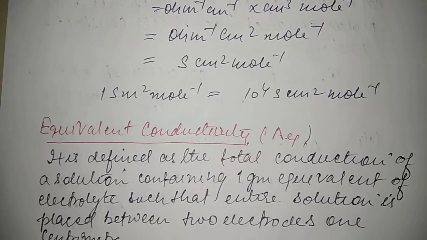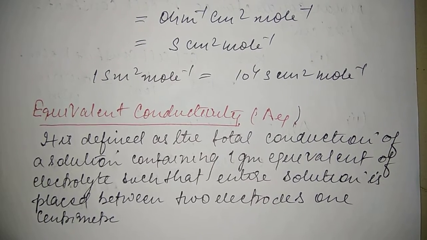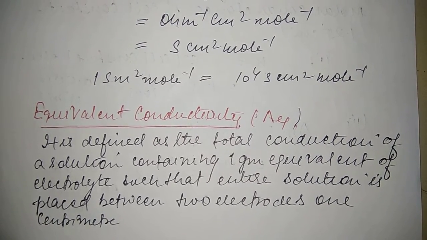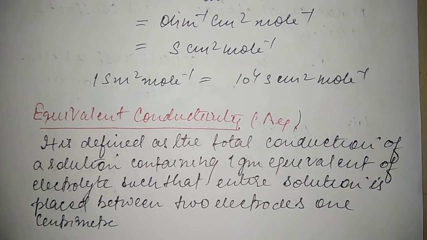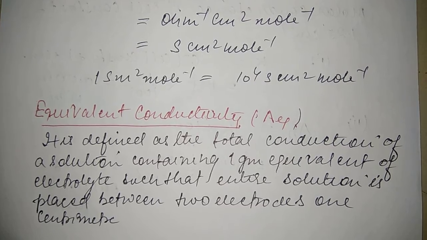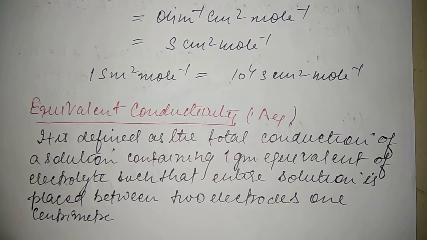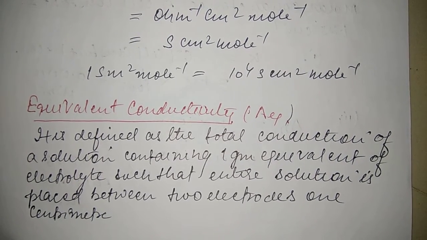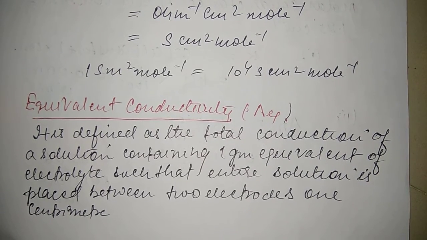Now after that, equivalent conductivity. You must remember that if the concentration is given in normality, then we calculate equivalent conductivity and represent it by delta EQ. Now the definition: it is defined as the total conduction of a solution containing 1 gram equivalent of electrolyte such that the entire solution is placed between two electrodes 1 centimeter apart.